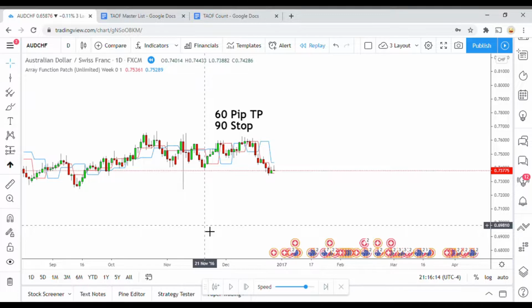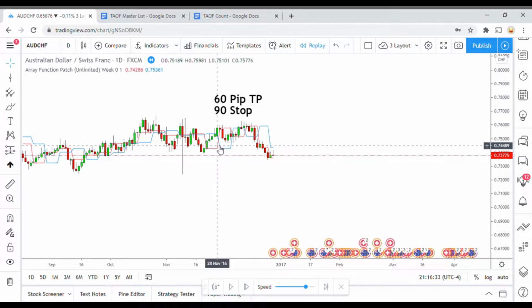The setup on it is relatively simple. I mean, it's basically a two-line indicator, two-line cross. And so when one line crosses the other, it gives us a signal to go either long or short.